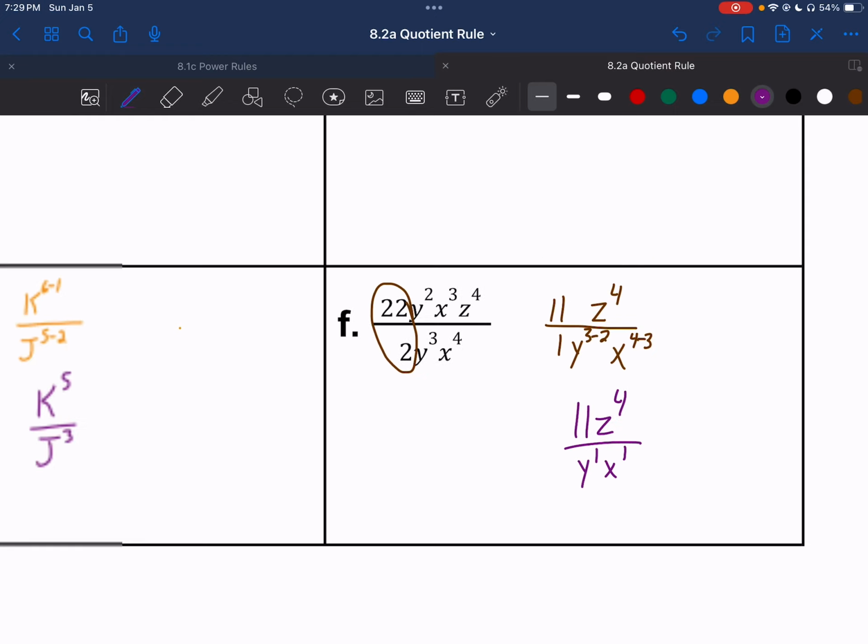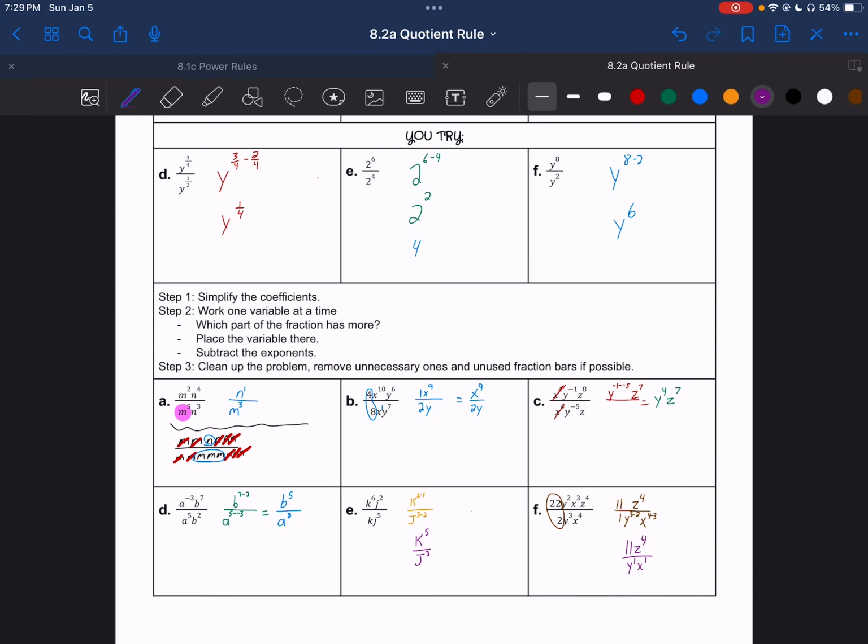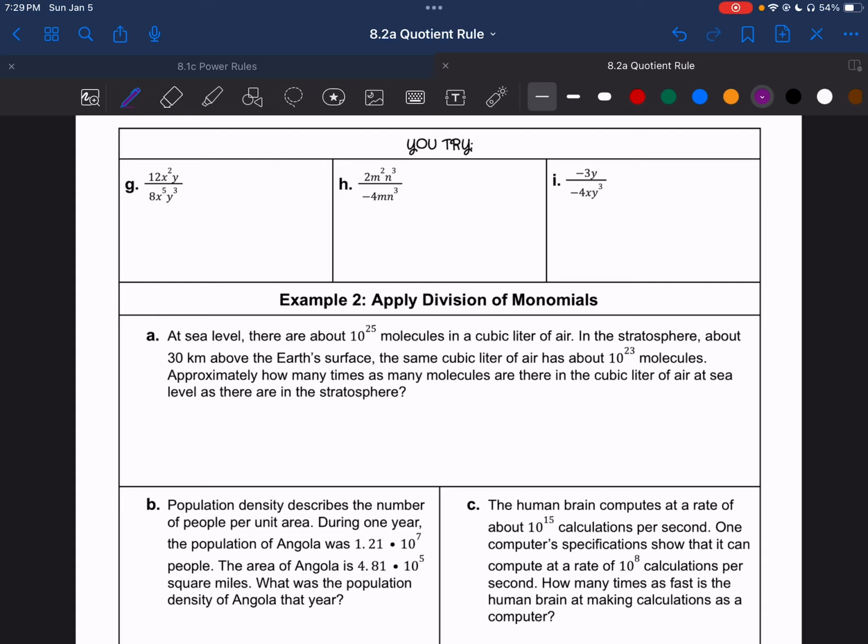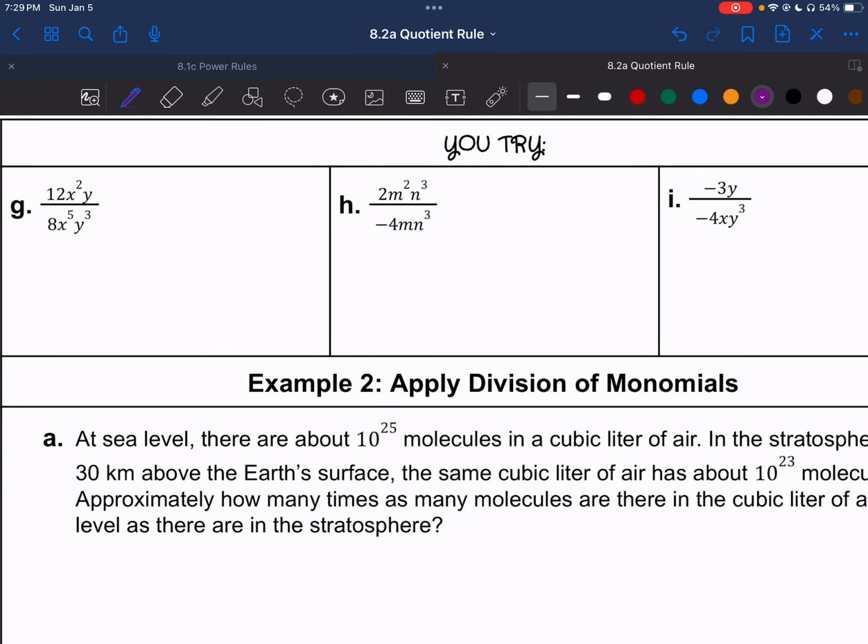All right, so we're going to go to the next page now, where there are 3 you-try problems that I would like you to do on your own, and then we're going to go over them as a group.